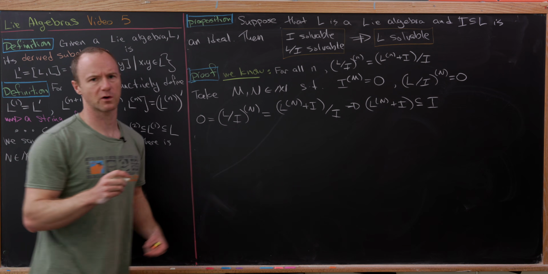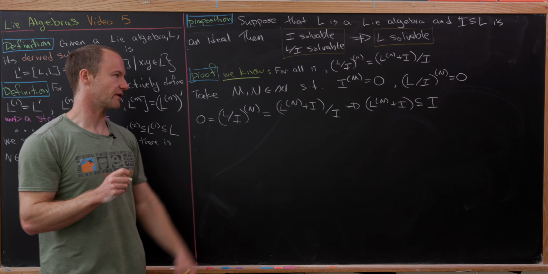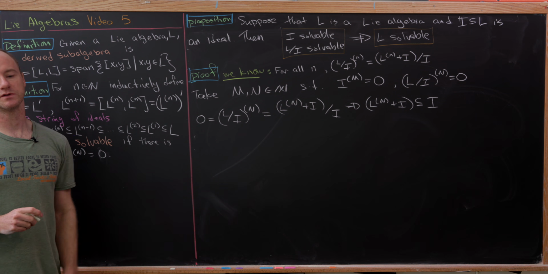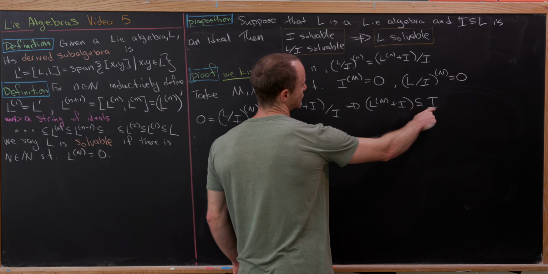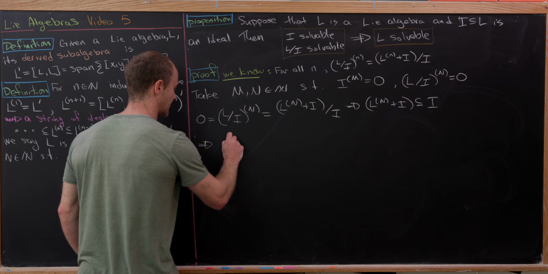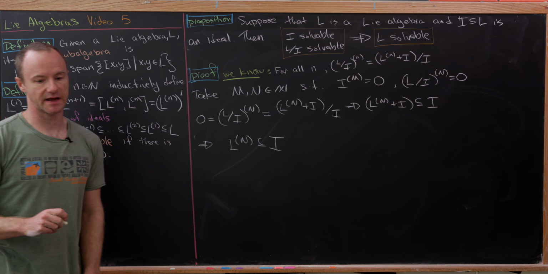That's how you form a 0 quotient, if your so-called numerator is a subset of the denominator. Now, I'm putting those in quotes there. But notice that this I is equal to this I, so this really means that L^N is a subset of I. So let's write that down. So L^N is a sub-object of I.